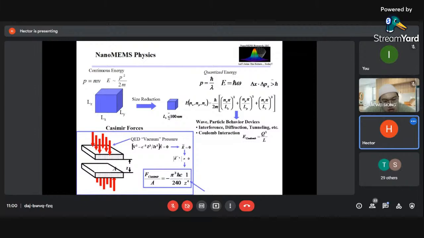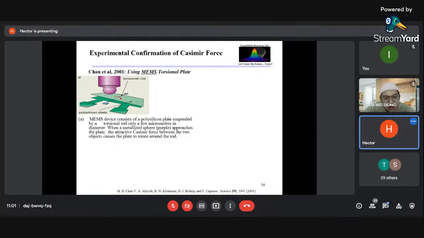So if we have, for example, two metal structures, let's say two parallel plates of area 1 square centimeter, which are separated by half a micron, they will experience a force of attraction of 2 micronewtons. The Casimir force, which is most noticeable at submicron distances, can affect nano-electromechanical systems.